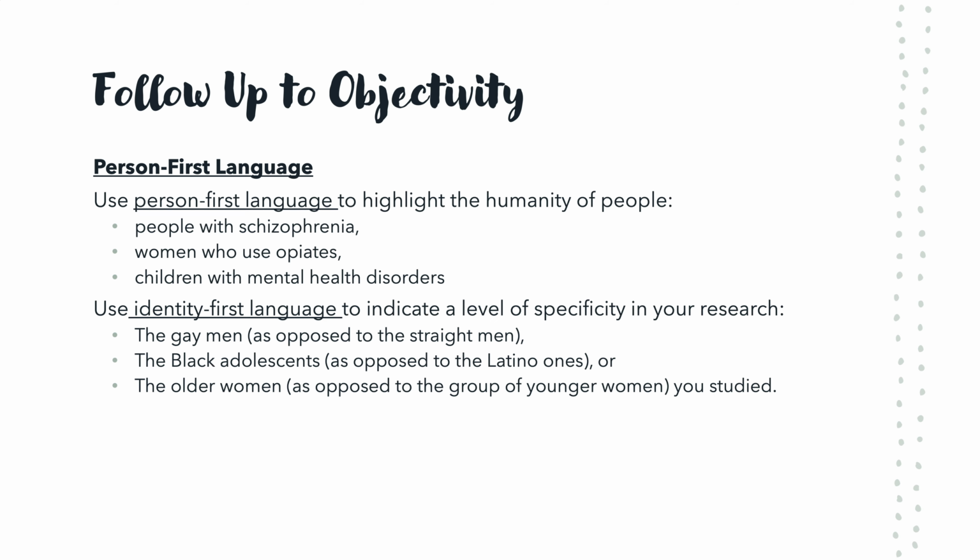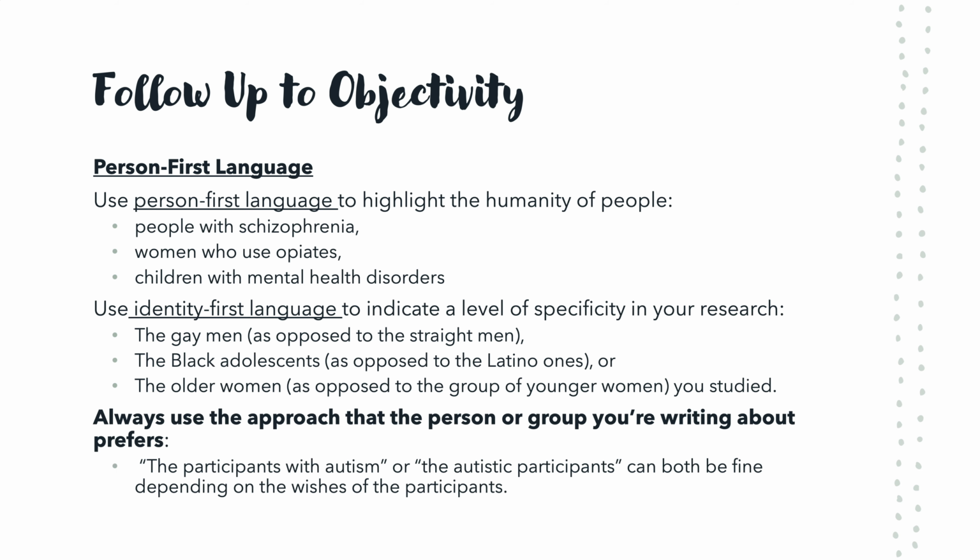There are some places that you would use identity-first language to improve the specificity of your writing. So you may say the gay men as opposed to the straight men in the study. You might say the Black adolescents as opposed to the Latino ones that you're referring to. Or you could say the older women as opposed to the group of younger women that were included in your study. But you should always use the approach that the person or group you're writing about prefers.